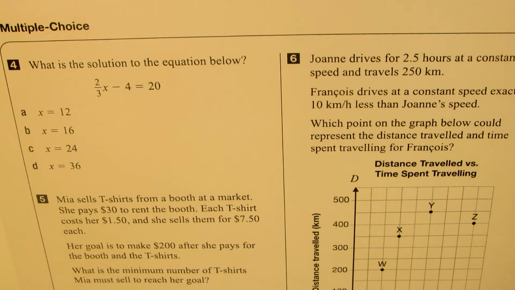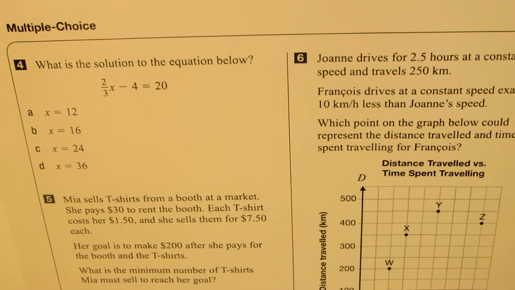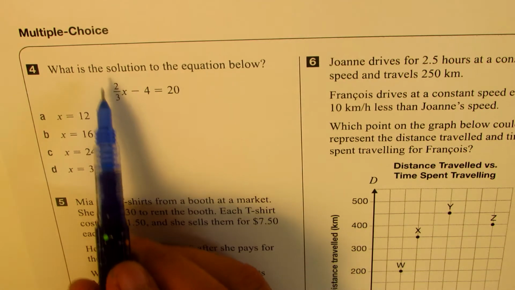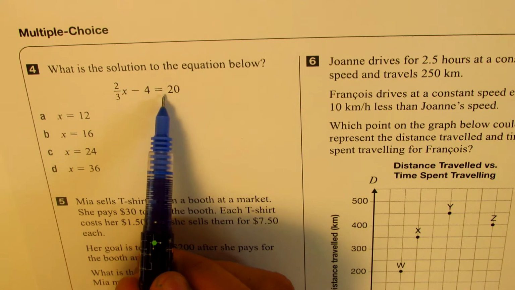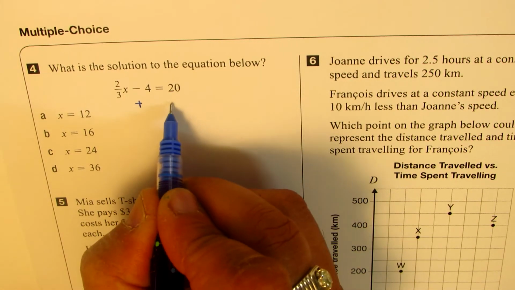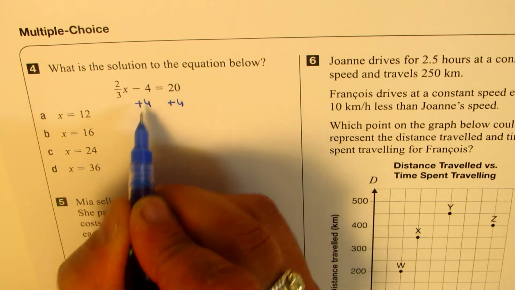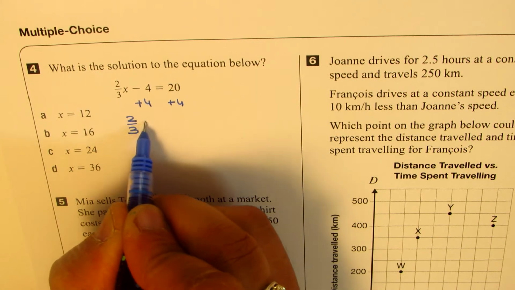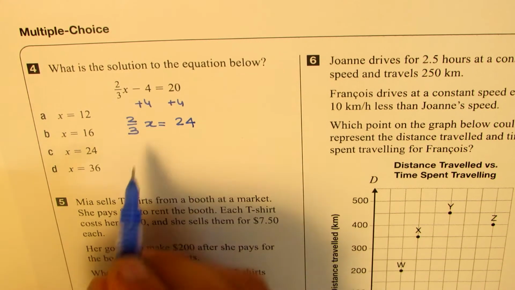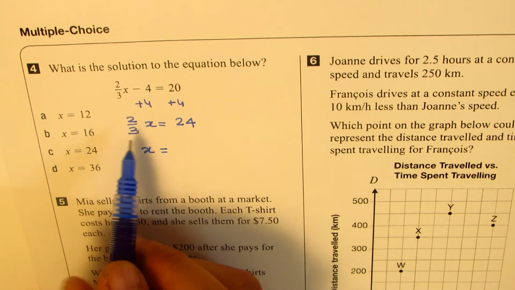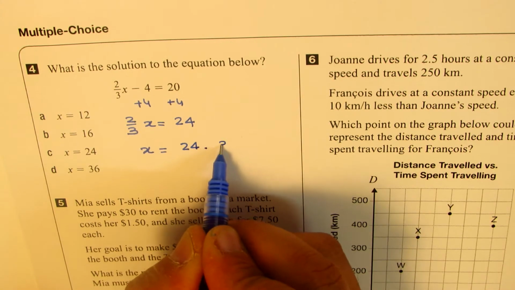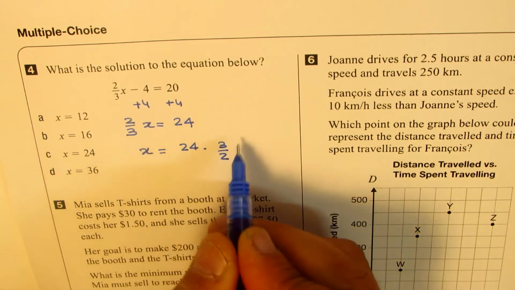Question number 4 is, what is the solution of the equation given below, which is 2 over 3x minus 4 equals 20. So the first step is we can add 4 on both sides, correct? So we get 2 over 3x equals 20 plus 4, which is 24. Now, to get the value of x, we'll multiply by 3 over 2. So we can do 24 times 3 over 2, right? We can say cross multiply.